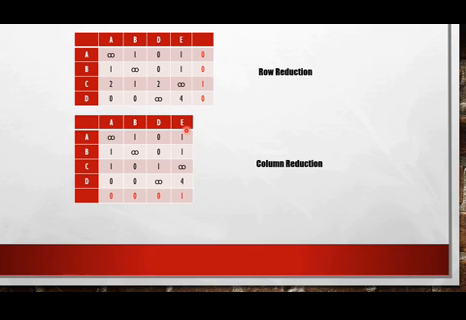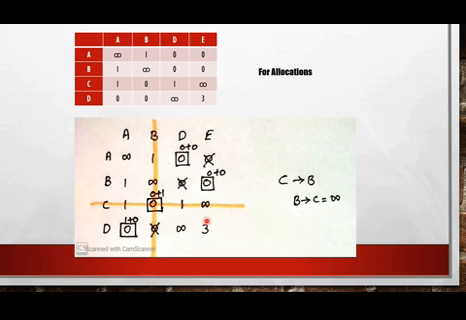So perform row reduction. I get infinity 1, 0, 1, 1, infinity, 0, 1. Here I get 1, 0, 1, infinity. Next 0, 0, infinity, 4. Now check whether all columns have zeros. First column has, second column has, third column has, but the fourth column does not have a zero. So perform column reduction. So the resultant matrix that I get is infinity 1, 0, 0, 1, infinity, 0, 0, 1, 0, 1, infinity, 0, 0, infinity, 3. So now I am ready for allocation because all rows and all columns have zeros. Now check it out.